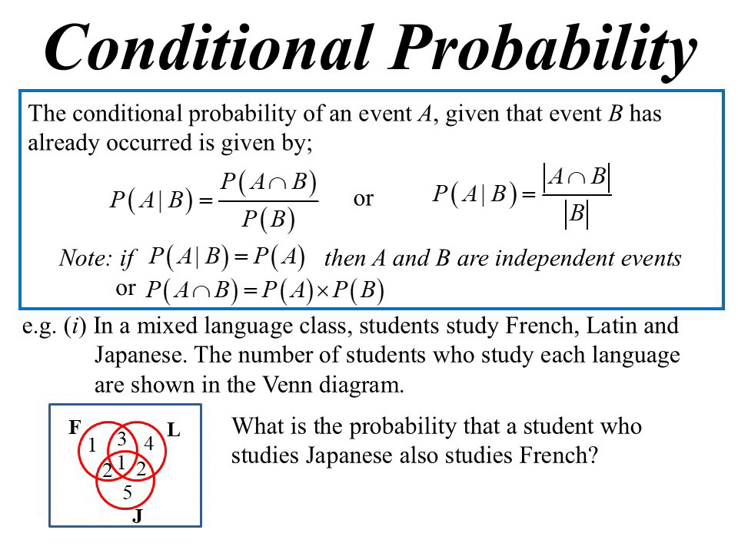So we know they study Japanese. But with a Venn diagram, I can look at it and say, well, really Japanese then becomes the universal set. And I'm just looking at those objects, and how many of those objects also had French? Well, there was 2 here and 1 here. So 3 out of 10 objects altogether.